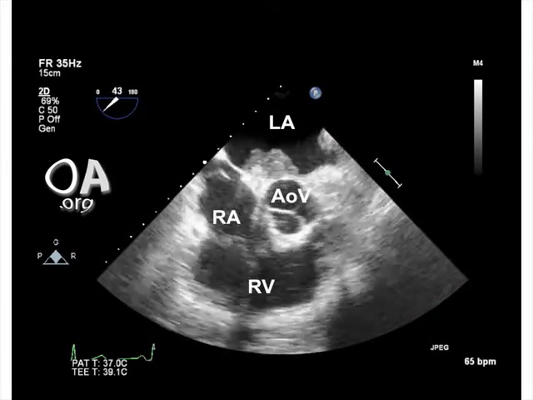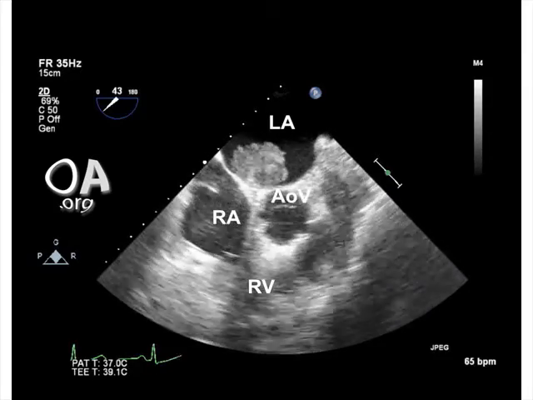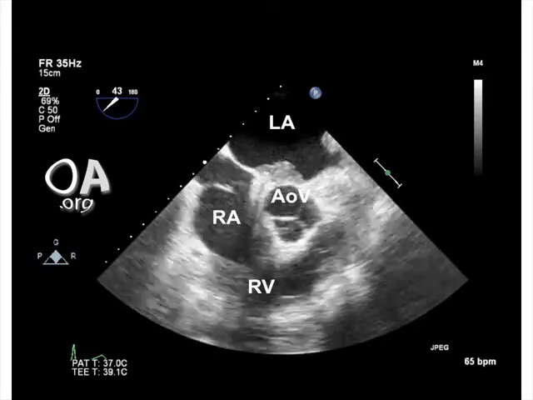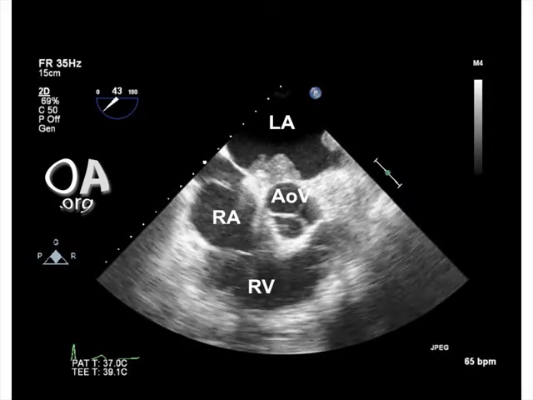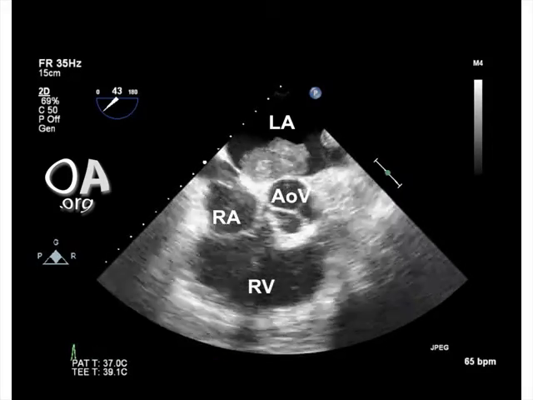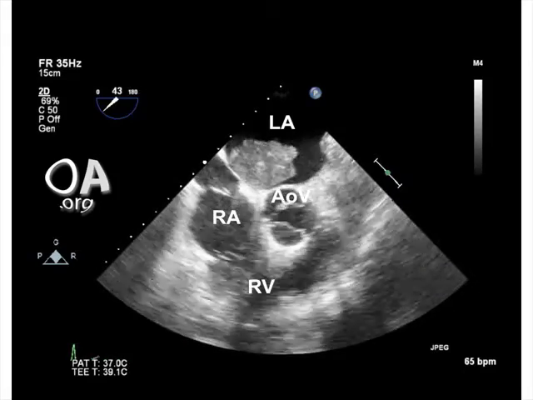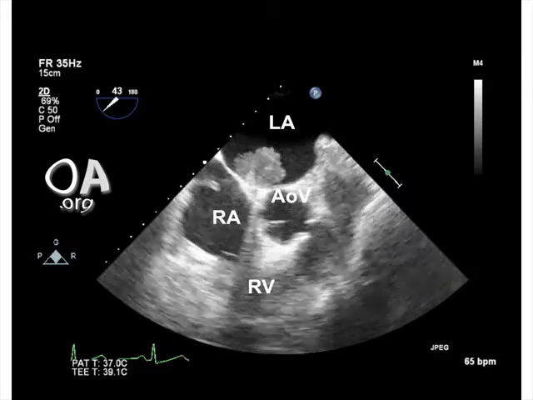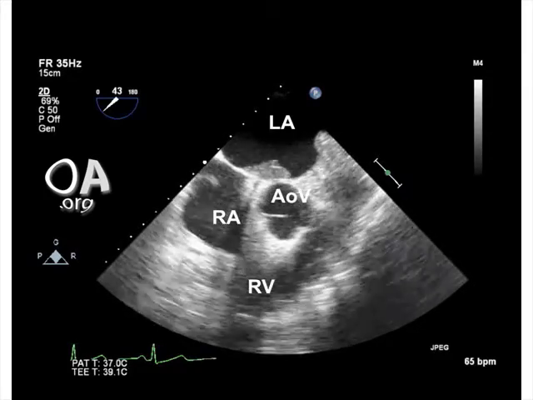This is the mid-esophageal aortic valve short axis view at an angle of 43 degrees. The right atrium, right ventricle, left atrium, and aorta are labeled as such. The left atrial mass is seen in this view. It is important to image cardiac masses in multiple views and at different angles to correctly characterize their position, attachment, and impact on normal cardiac function.